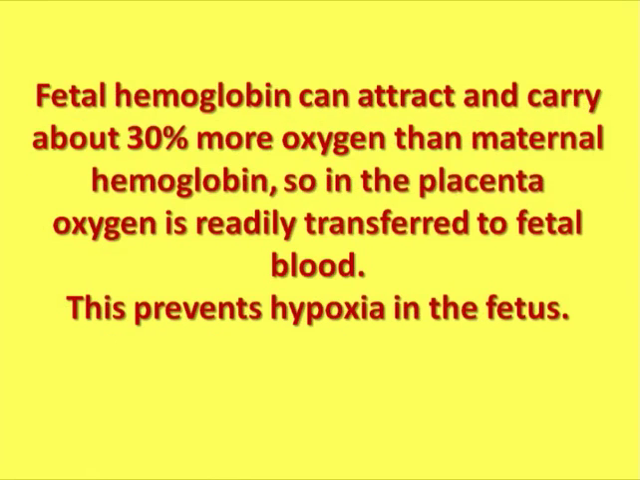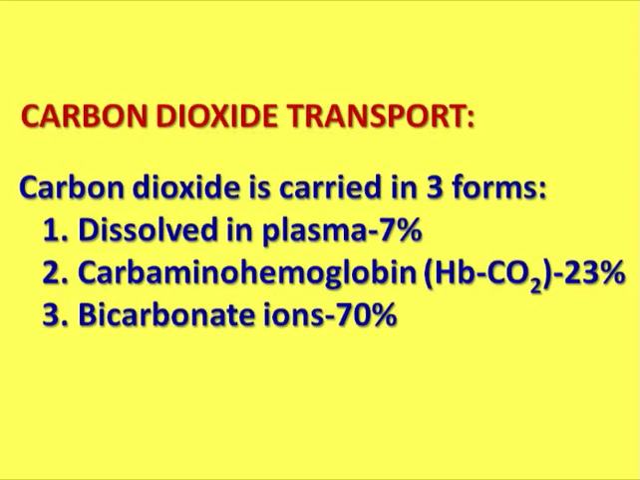Now, compared to the adult hemoglobin, the fetal hemoglobin has a capacity to carry 30% more oxygen than the adult or the maternal hemoglobin. So that is why oxygen in the placenta is readily transferred to the fetal blood. So the hypoxic condition of the fetus never occurs.